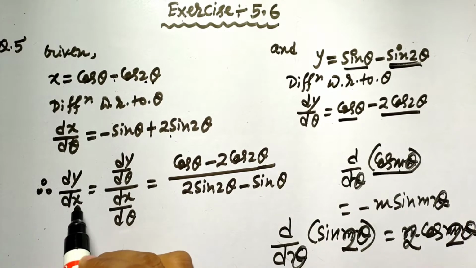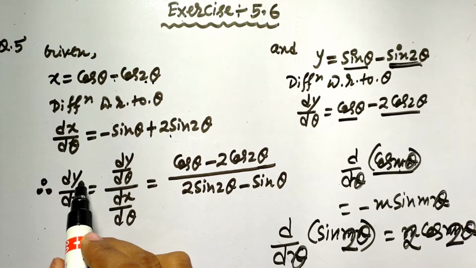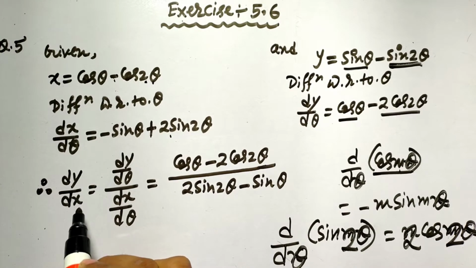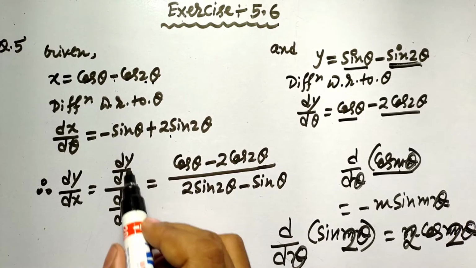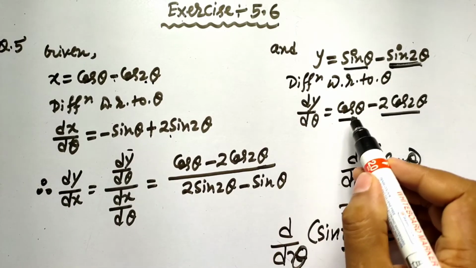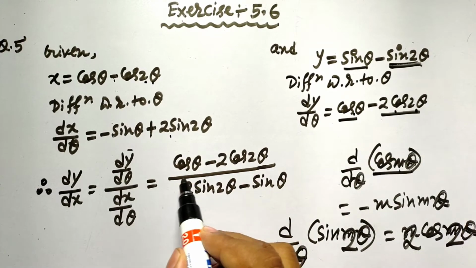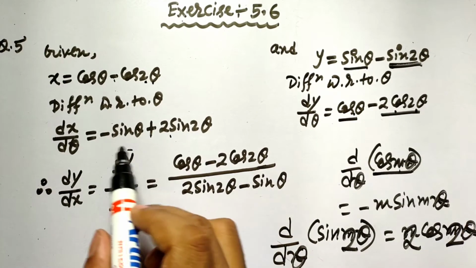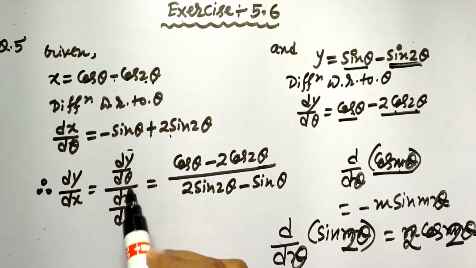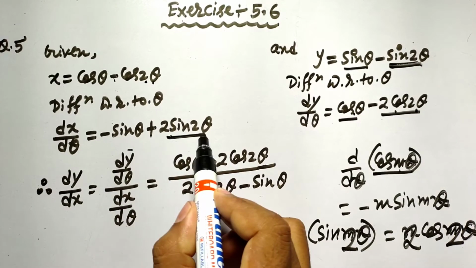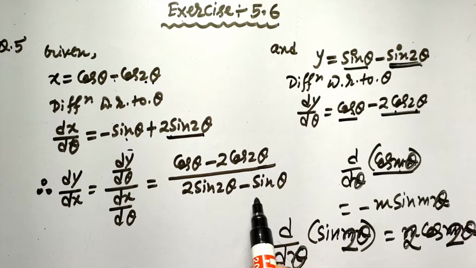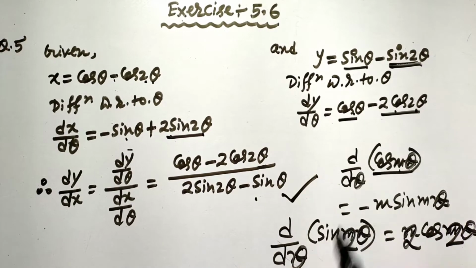So you have to find dy/dx. Now divide numerator and denominator by d theta. dy/d theta is cos theta minus 2 sin 2 theta. So put it in the numerator, divided by dx/d theta, which I have already found, 2 sin 2 theta minus sin theta. So this is the final answer.